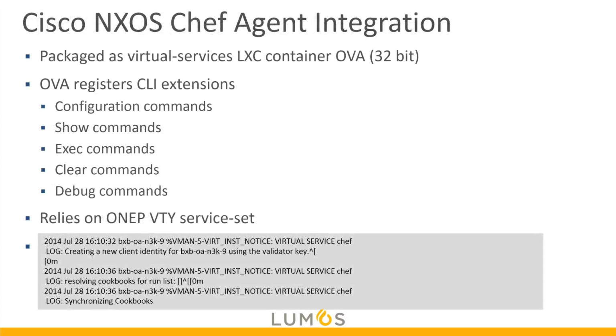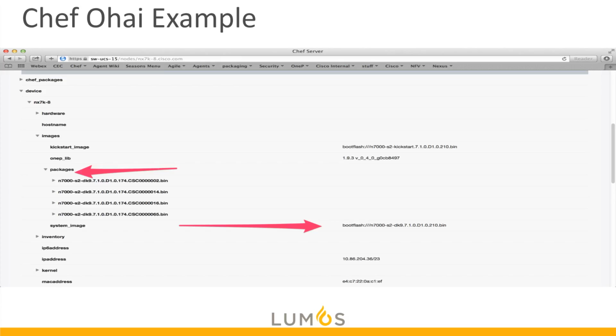So again, this is also packaged as a virtual service in a Linux container as an OVA. The OVA registers, again, the CLI extensions config, show, exec, clear, and debug, and it does rely on the 1PK VTY service set, as we mentioned before.